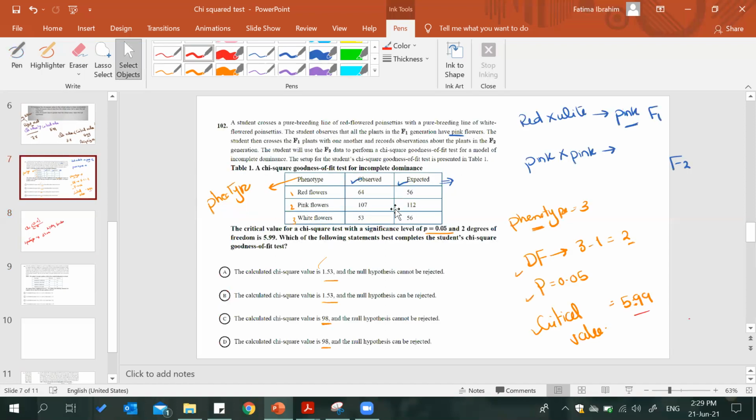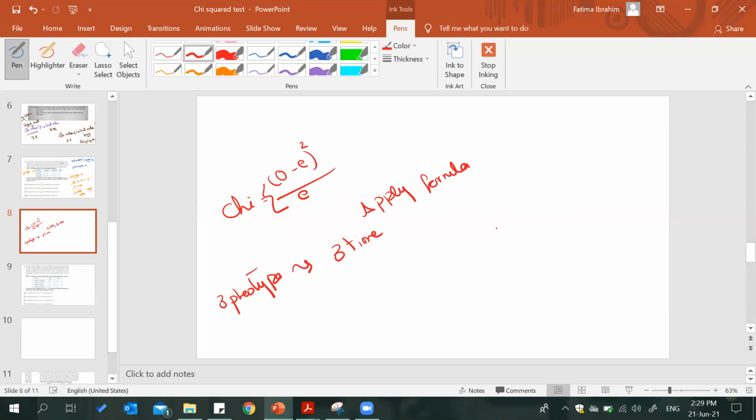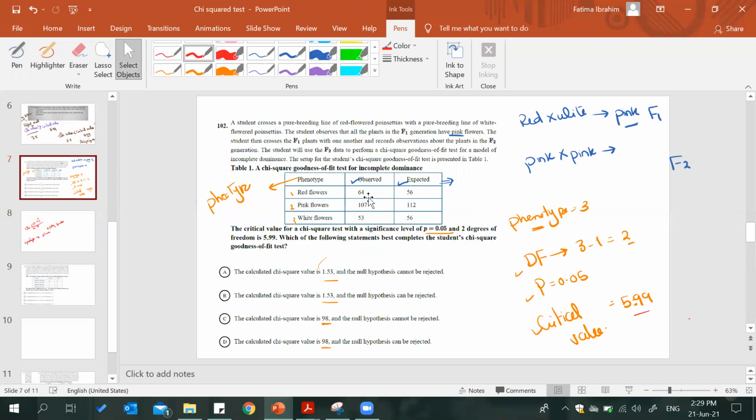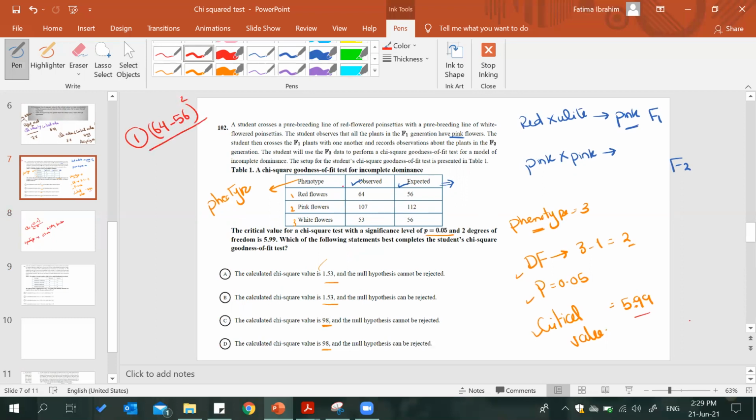Let's come here. Red flower expected 56, pink flower 112, 56. So the first one: observed was 64, expected 56. We can write it here so it's close to us. So the first phenotype equals observed 64 minus 56, to the power of 2, divided by expected 56. So that is the first phenotype.